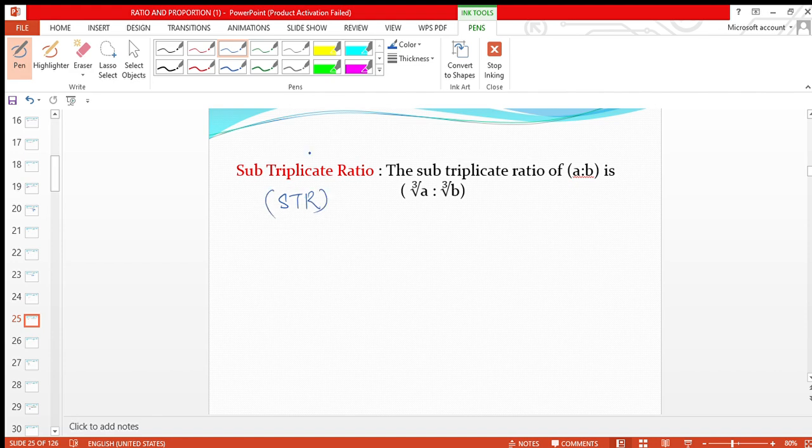Next, sub triplicate ratio, STR. The sub triplicate ratio of A is to B is cube root of A ratio cube root of B.